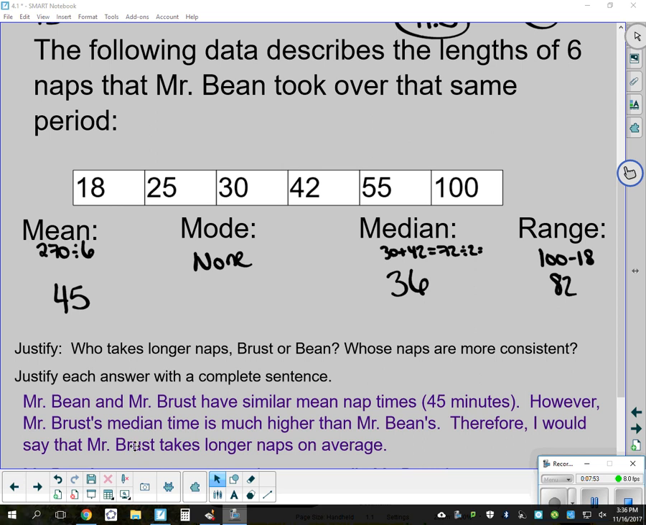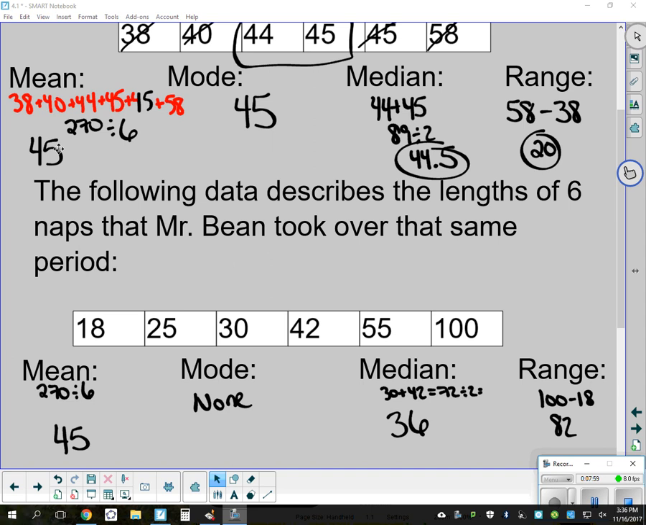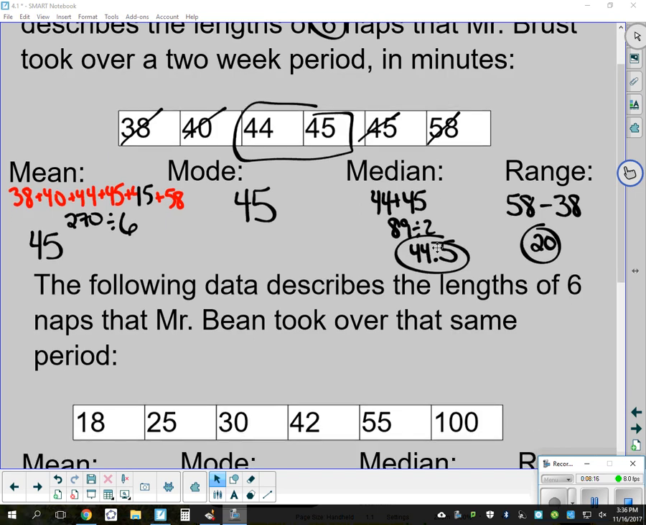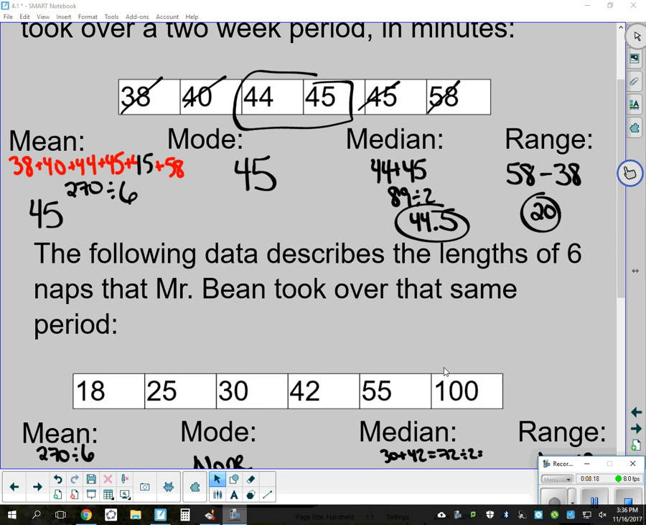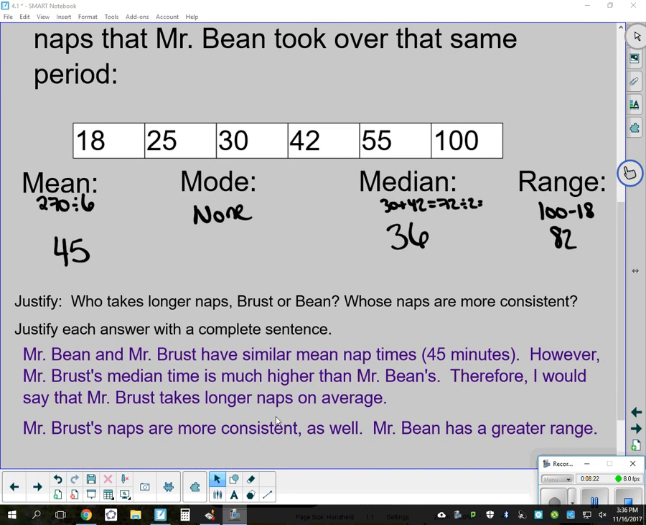Therefore, I would say Mr. Brust takes longer naps on average. So what that means is, at first you might have just said, oh, their naps are the same because the means are the same. But if you look at your median numbers, you will see that his naps are generally shorter. More of his naps are shorter than Mr. Brust. Mr. Brust's naps are, more of his naps are longer because of this median number being different, one being smaller than the other.